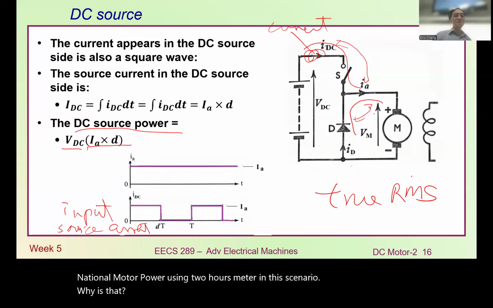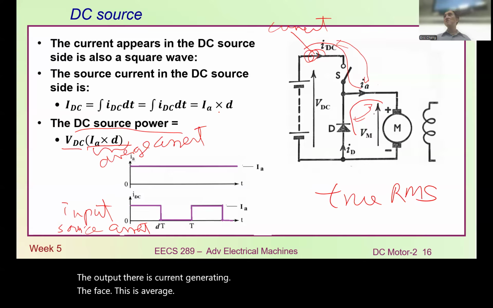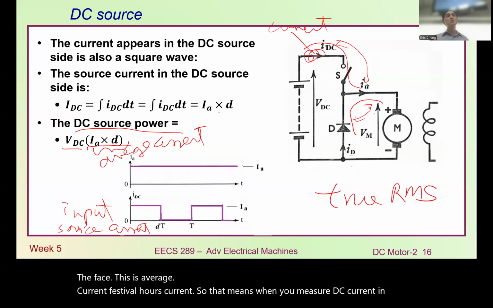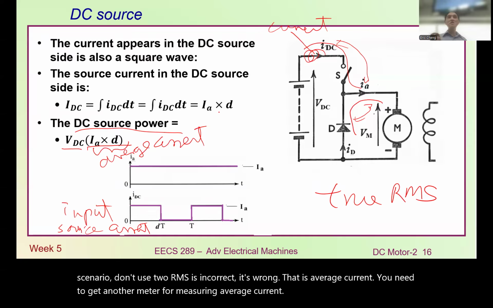The thing is, this is average current. That's not RMS current. So when you measure DC current in that scenario, don't use true RMS. It's incorrect. It's wrong. That is average current. You need to get another meter for measuring average current. Okay. So that's really critical.